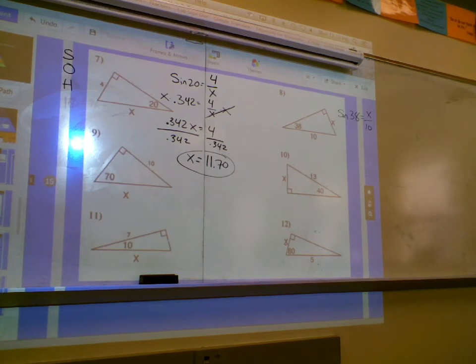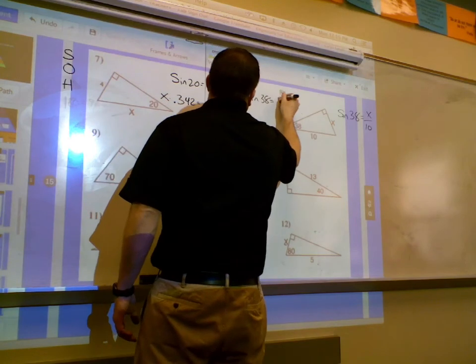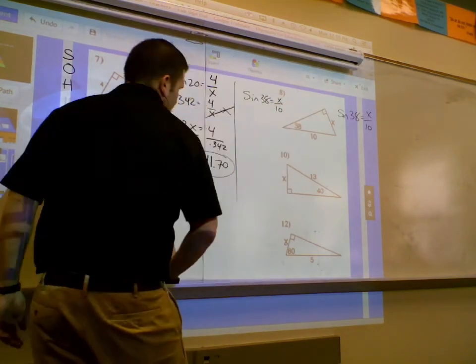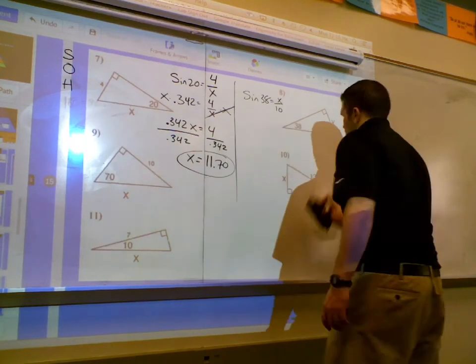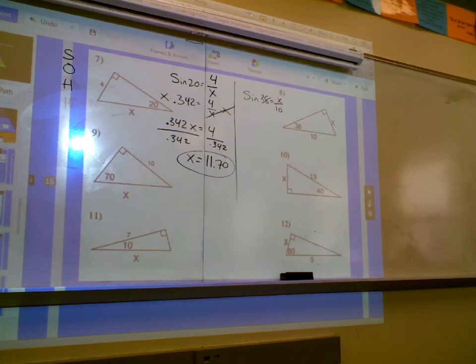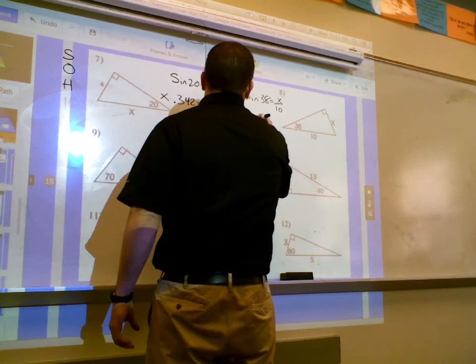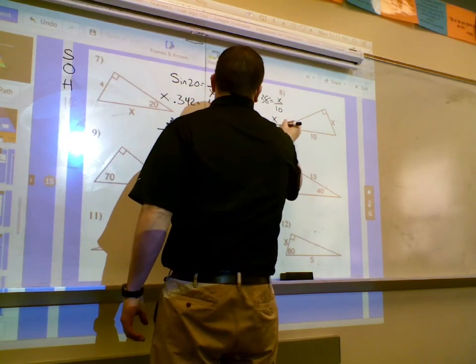Actually, I'm going to do it over here in the light. It's easier to see. Sine 38 equals x over 10. So what should I do now? Put what in the calculator, Bruno? Sine 38. Perfect. David, use your calculator to figure it out? What do we get? 0.615 equals x over 10. What do I do now?